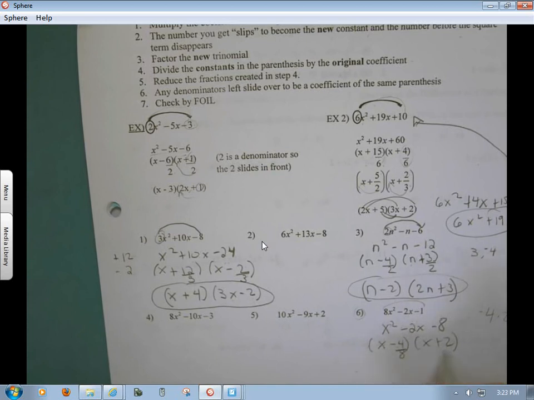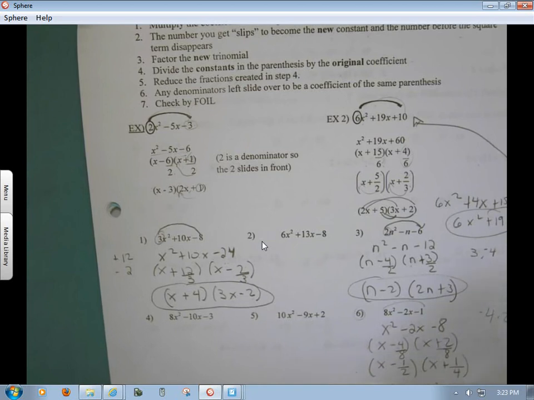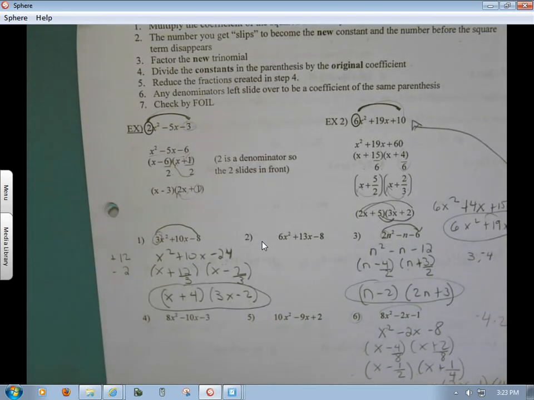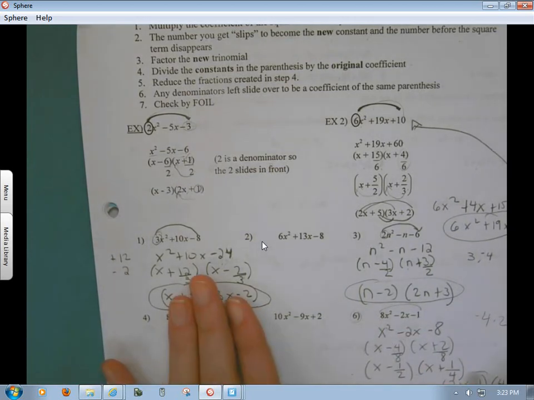I'm going to slip that 8 back in. Okay, they don't go in evenly, so I can reduce them. This is going to give me 1. This is going to give me 2. This is going to give me 1. This is going to give me 4. So I have, squeeze this in here, 2x minus 1 times 4x plus 1. 2x times 4x is 8x squared. Then I have 2x minus 4x is a minus 2x, and a negative 1 times a 1 is a negative 1. So that's it.